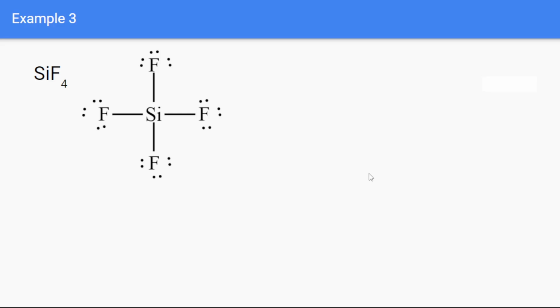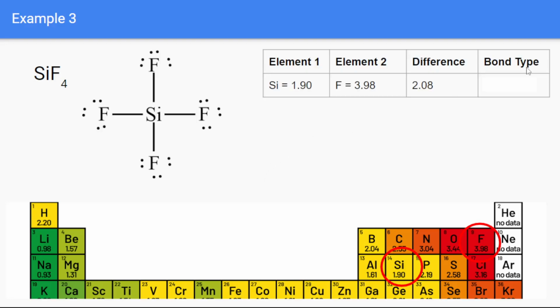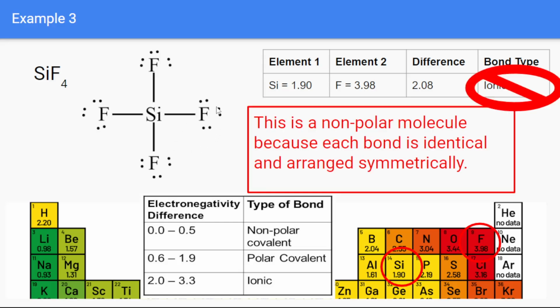Let's look at another example. Silicon and fluorine. Look at this. There's a huge difference, right? It sure does look like it's an ionic compound because of the difference in electronegativity, but because we have a totally balanced, symmetrically arranged particle here, we have 4 fluorines around that silicon, this is an exception. So because of that, it's not going to be ionic. It's going to be nonpolar covalent. Now the first example was pretty straightforward, and the last two were more or less exceptions. So hopefully this video helps out.